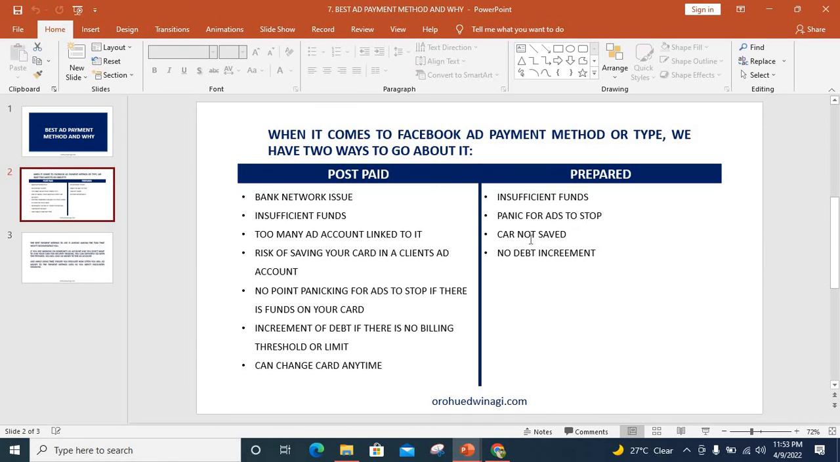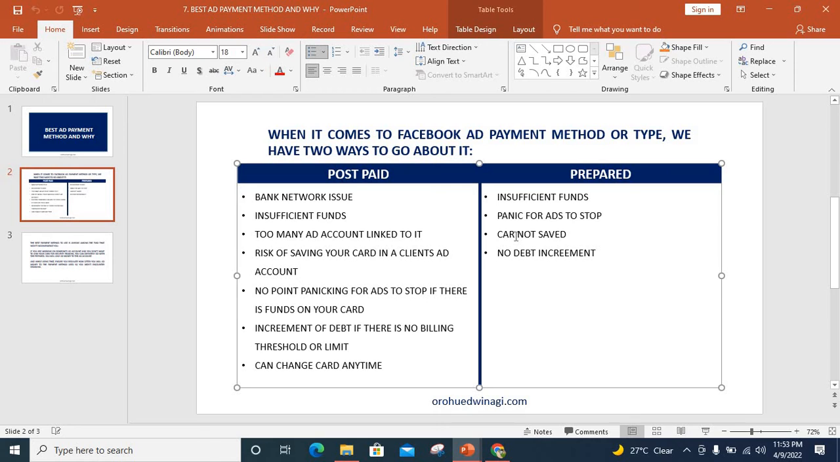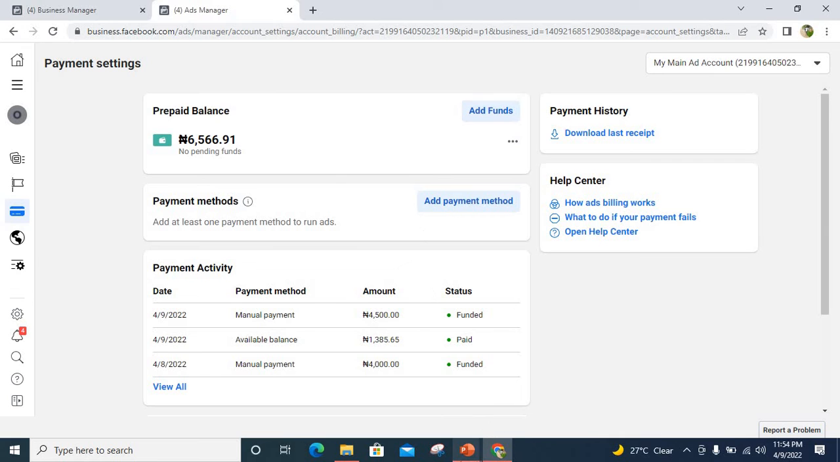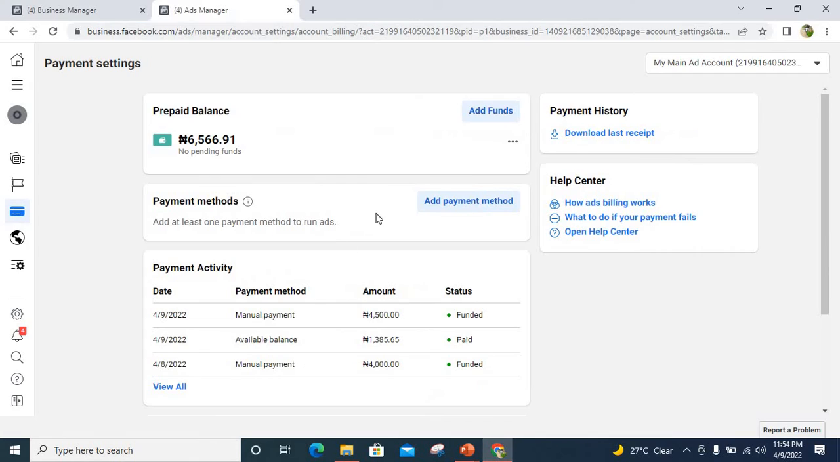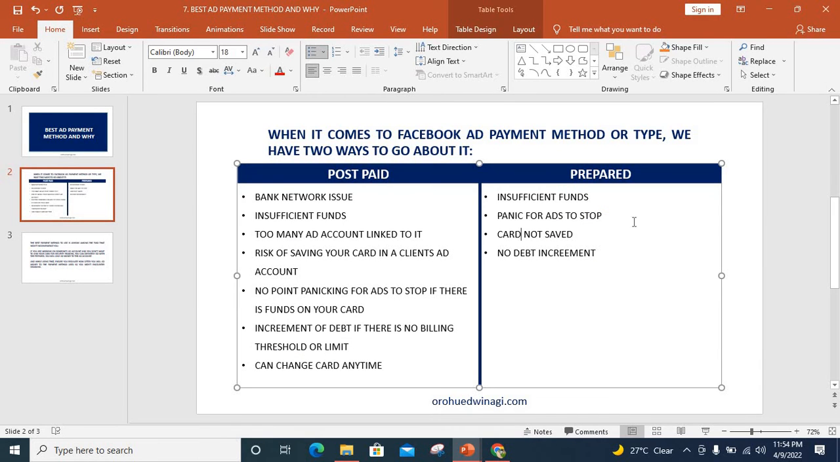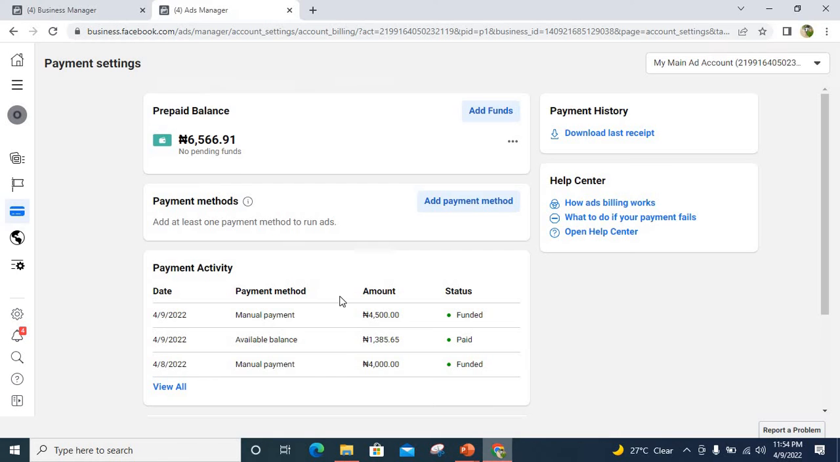Then card not saved. You don't have a card saved here on this one, sorry. Your card will not be saved on this one because you are automatically paying through the payment merchant, and there will be no debt increment. Rather, Facebook will disable your ads, because this is not like the postpaid where they allow you to go to a level and then you pay later. No. What this means is you are only using the money you have, and the risk here is that the risk of losing money if there's a restriction is very common here.